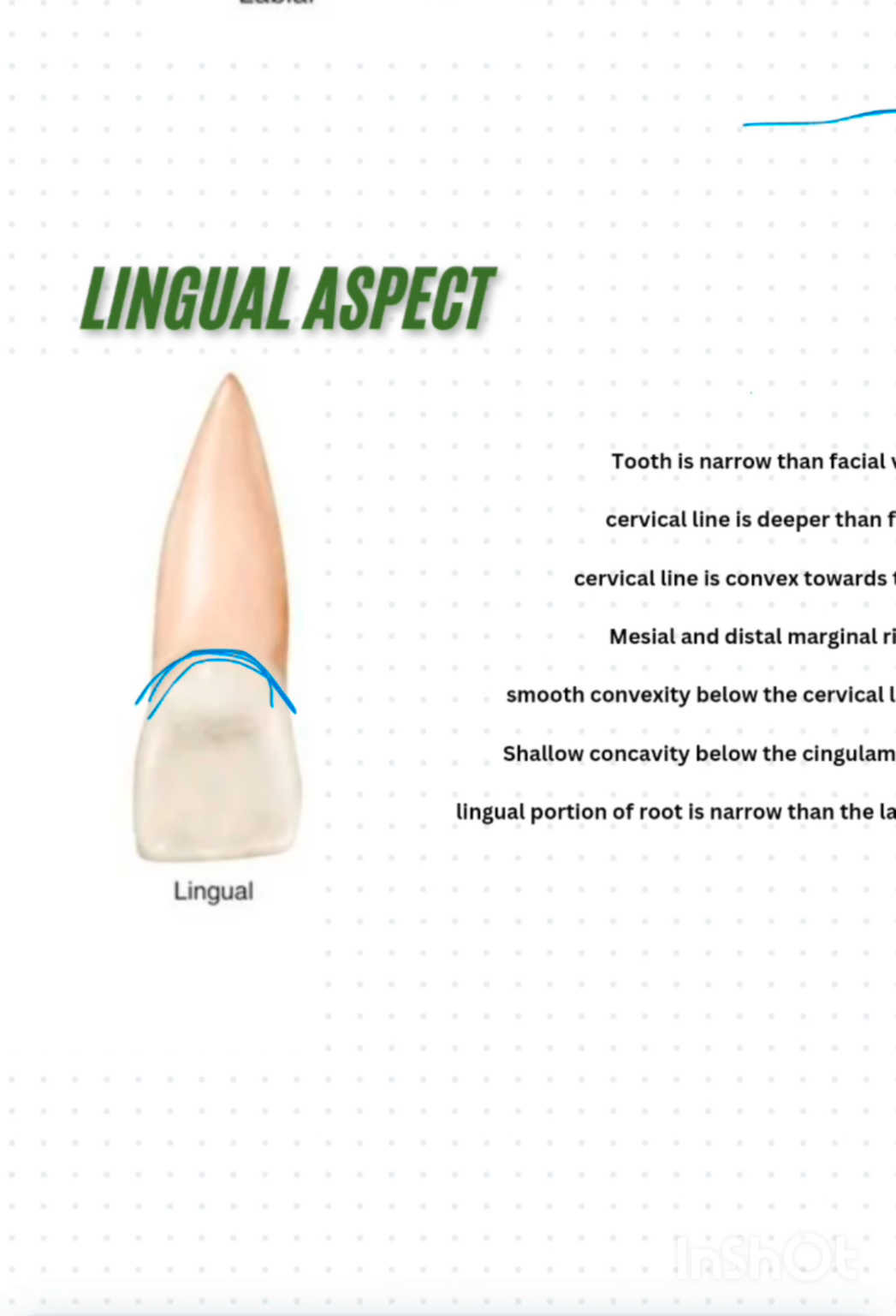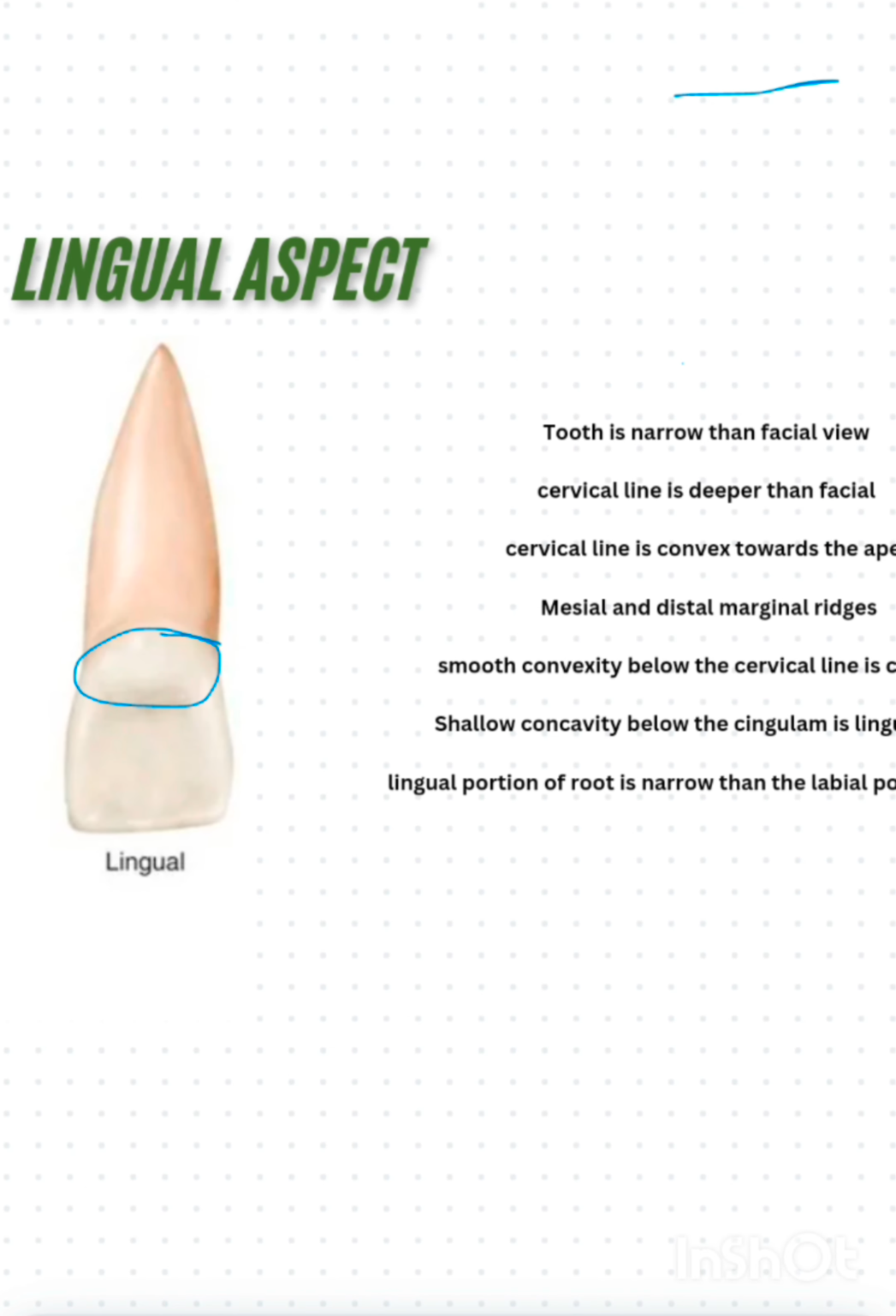Now the convexity. Here a smooth convexity is present below the cervical line. This is known as cingulum. And the concavity present just below the cingulum is fossa. That is our lingual fossa.